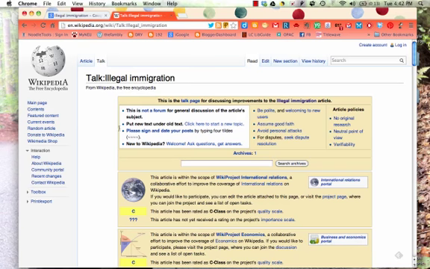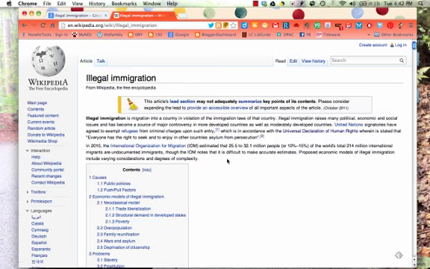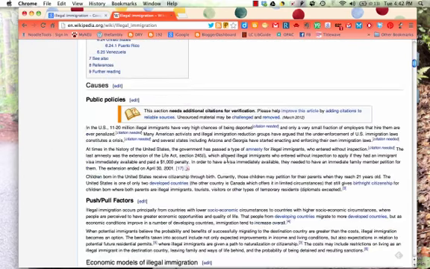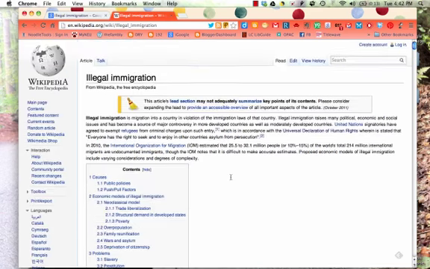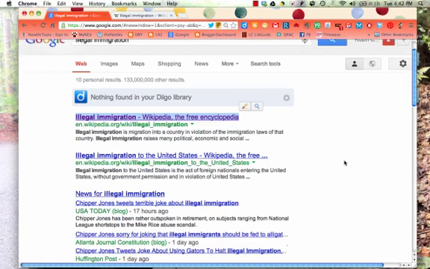If we go back to the article, one thing we can do is take a look and see what some of their sources are. Now if you look, I'm looking for the citations. A lot of the citations are missing. So that tells me there are some questions about the reliability of this source. So let's go back here and take a look.